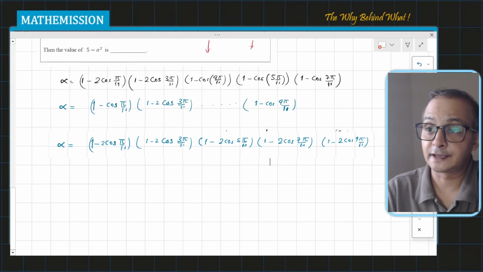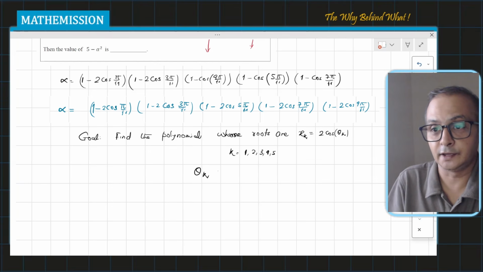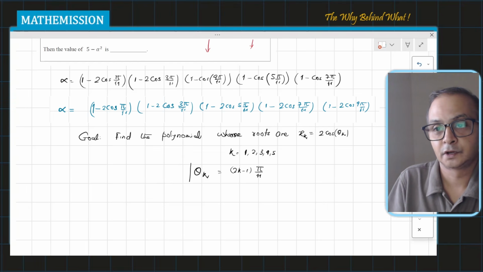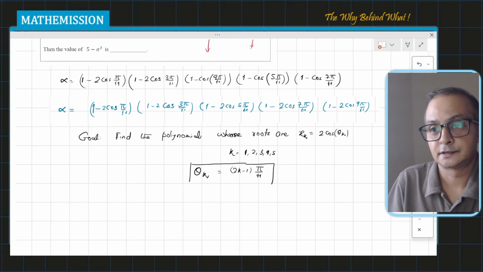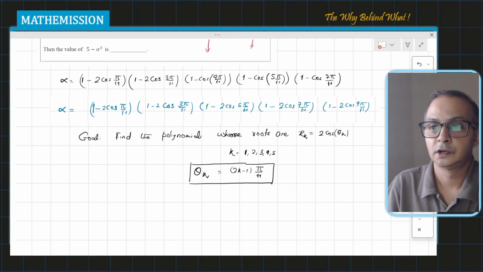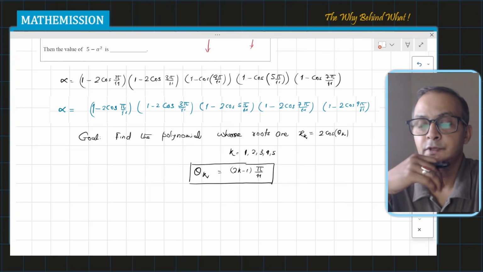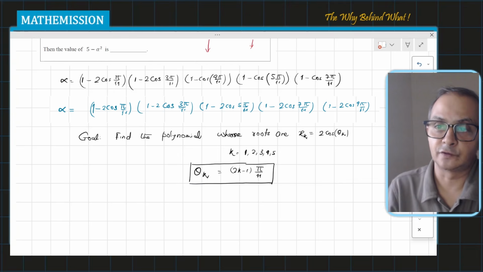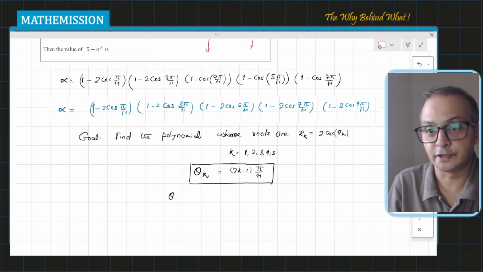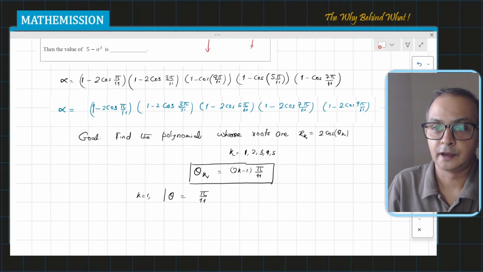By the way, what is theta k? So theta k I'm calling as (2k minus 1) pi by 11. So if I take this theta k, depending on (2k minus 1) pi by 11, suppose I'm taking any particular theta, for k equal to 1, what do you write? Theta is equal to pi by 11, and so on. So this is our whole setup.